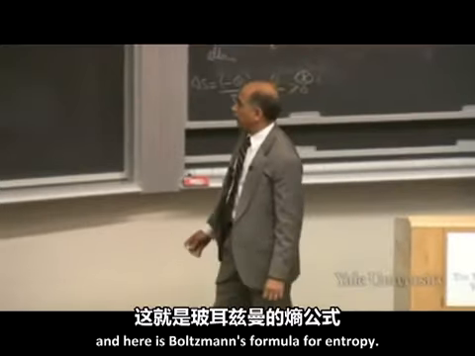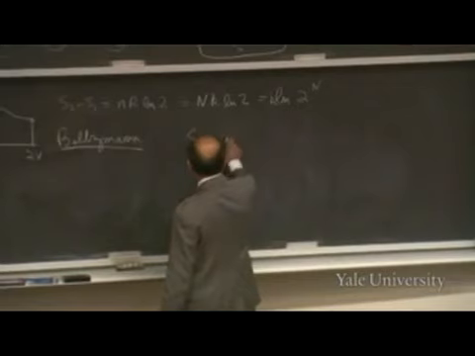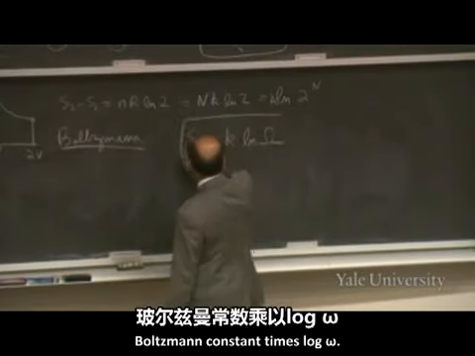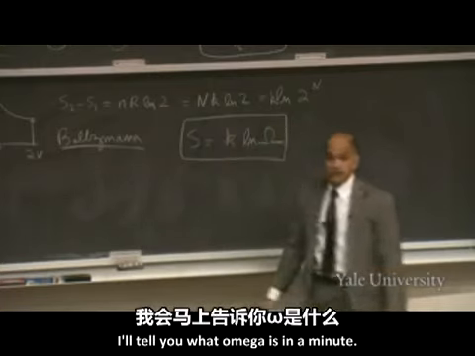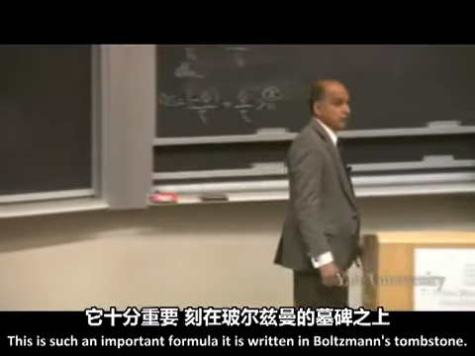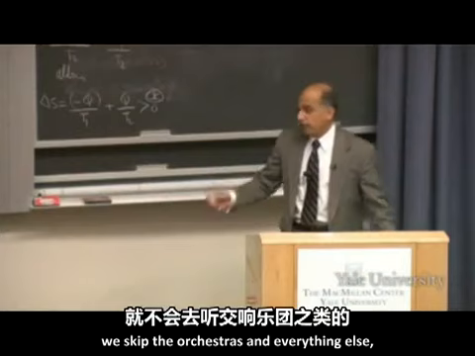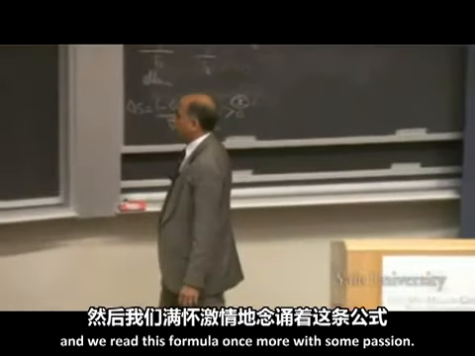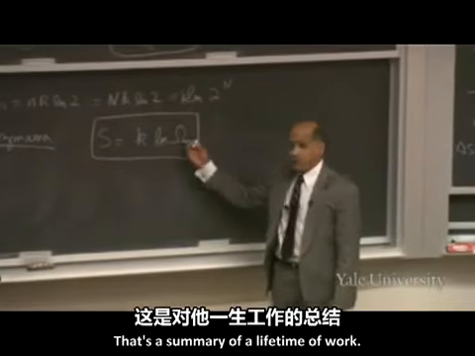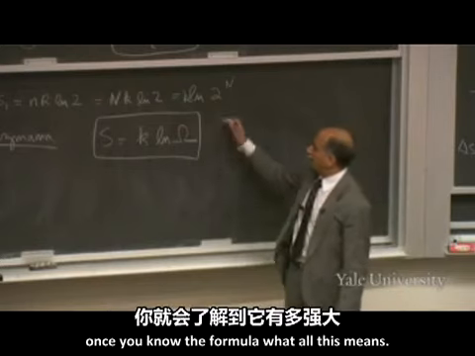And here is Boltzmann's formula for entropy. I'm going to write it down. Boltzmann constant times log omega. I'll tell you what omega is in a minute. This is such an important formula, it is written on Boltzmann's tombstone. So when physicists go to Vienna, we skip the orchestras and everything else. We go to Boltzmann's tomb, and we read this formula once more with some passion. That's the summary of a lifetime of work, but it's a great formula, and you will understand once you know the formula what all this means.